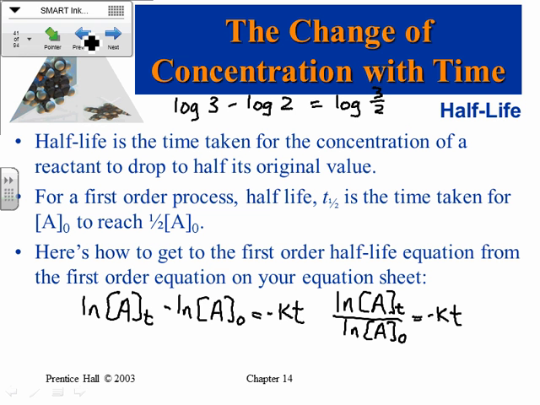Yeah. It should be 1/2, right? Not really a trick question. So we end up with 0.5 is equal to negative kt, right? Oh, wait a second. Let me think about that. I don't think that's quite right.